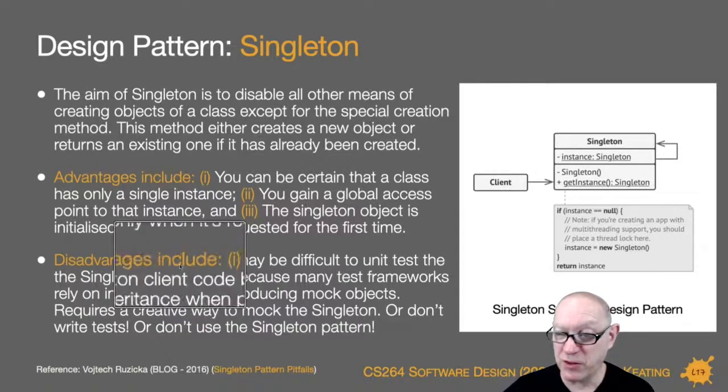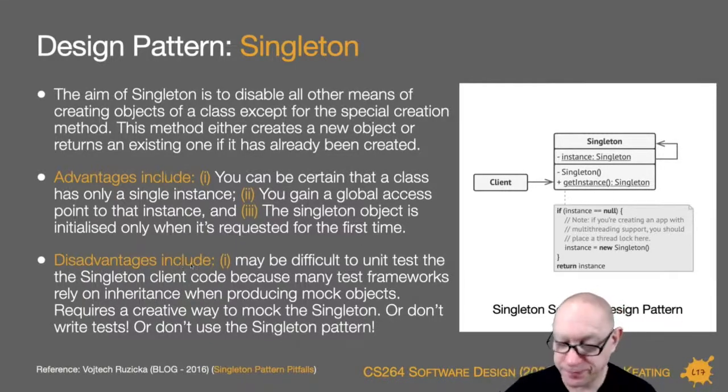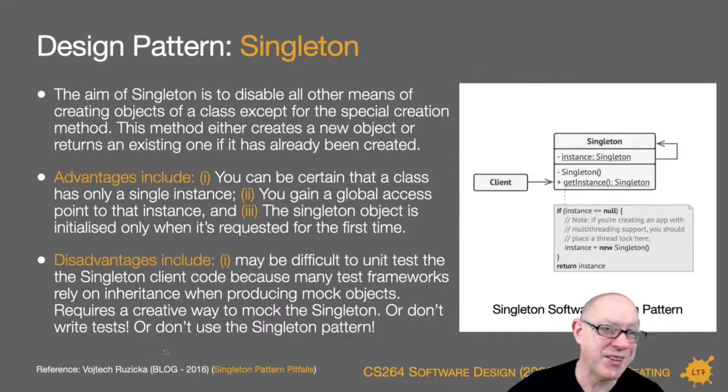The disadvantages, and there are always disadvantages to things, as a lot of these are context dependent. It may be difficult to unit test a singleton. I mentioned this earlier, clients, because many test frameworks rely on inheritance when producing mock objects. So it requires some kind of creative way to mock the singleton. Or just don't write tests. Don't test it. Or don't use singleton at all.